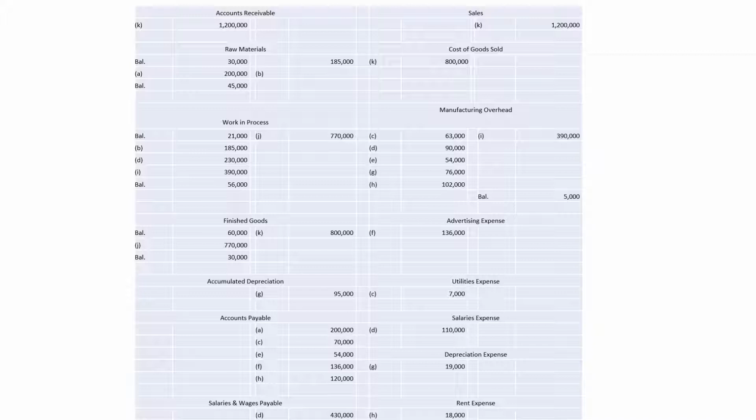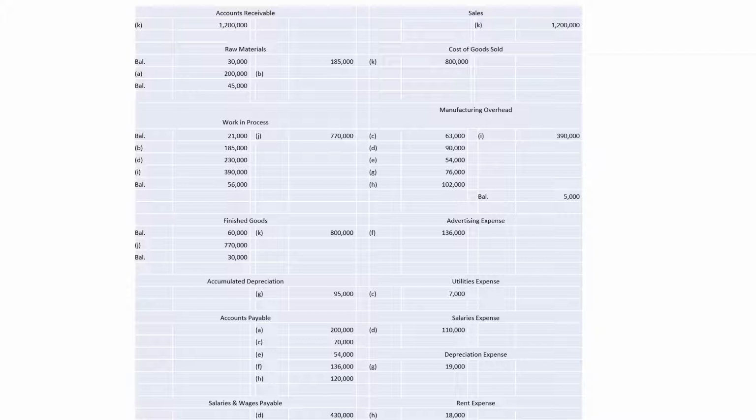Work in process, the balance would be 56,000. Add up your debits, subtract your credit, balance 56,000. Finished goods, you'd find the balance the same way. Has a debit of 30,000. Now, the accounts payable, wages and salaries payable, we don't need those accounts. We're not going to use them, but they're there. You should find the balance in them.